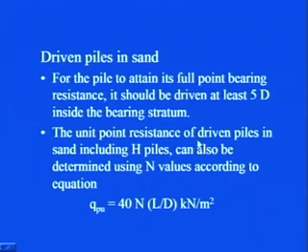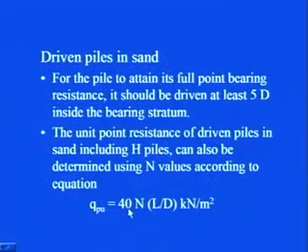The unit point resistance of driven piles in sand, including H piles, I hope you remember what exactly an H pile is. It has an H cross section made of steel. It can also be determined using N values according to the equation QPU is equal to 40 N L by D kilonewton per meter square. See, these are all empirical correlations, so again here you have to be very careful about the units that you are using.